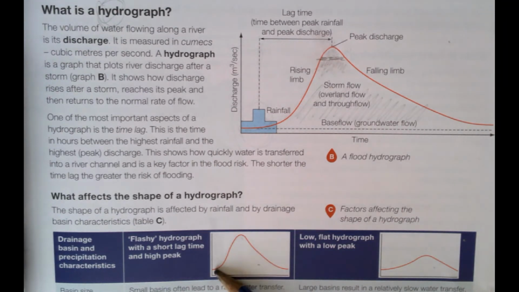There's no fields, there's not much soil exposed. So when it rains, the water gets channeled straight into a drain, and the drain empties straight out into the river, so the river fills up quickly. Okay, in this one, it might be in the countryside.